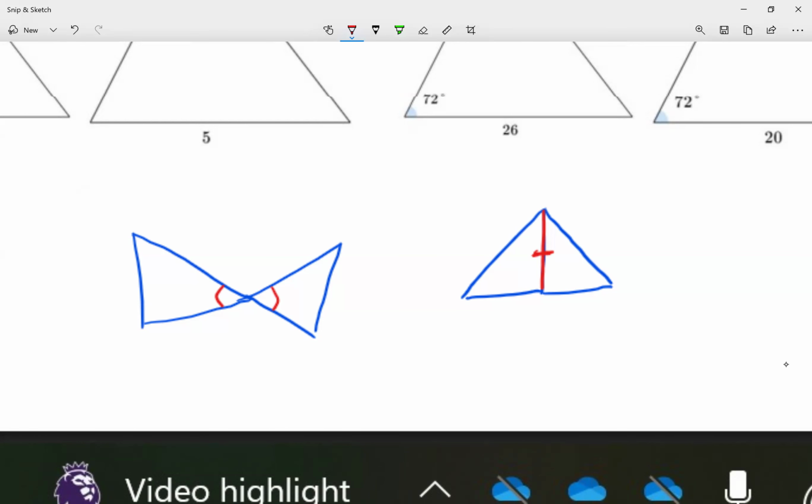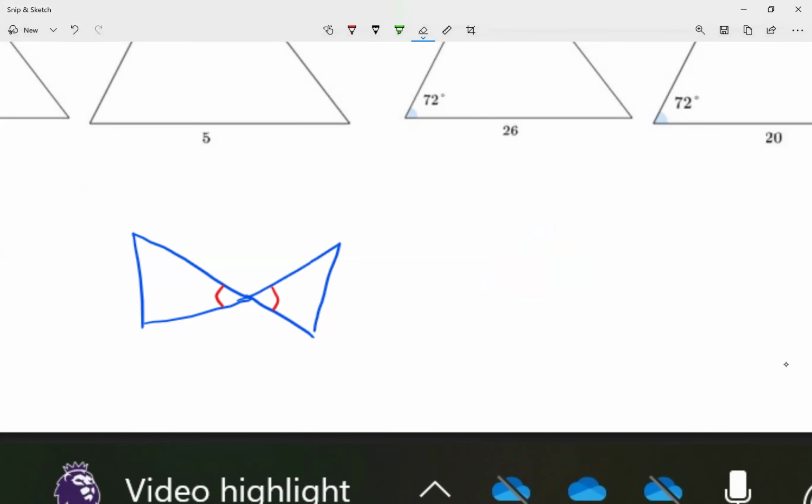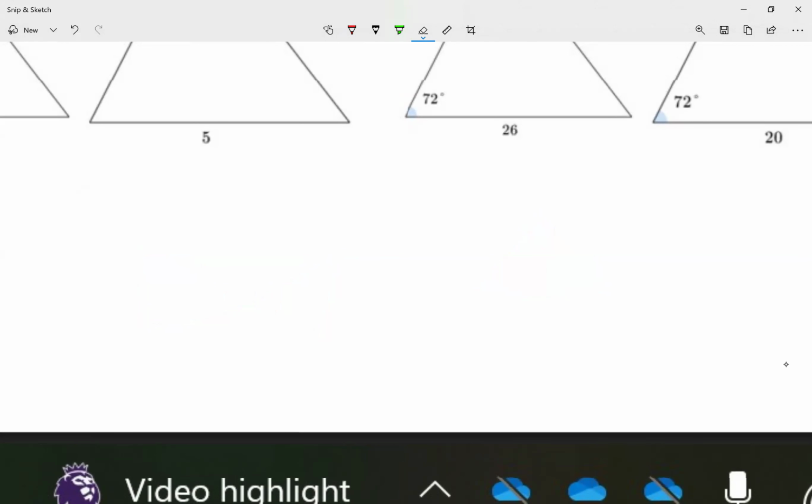So remember, things are going to be given directly, so they're going to be marked. The only way I can mark an angle that is not marked is if it follows the vertical angle theorem. The only way I can mark a side that is not marked is if the two triangles share the side. The only way. Okay, so now let's take a look at our homework here.